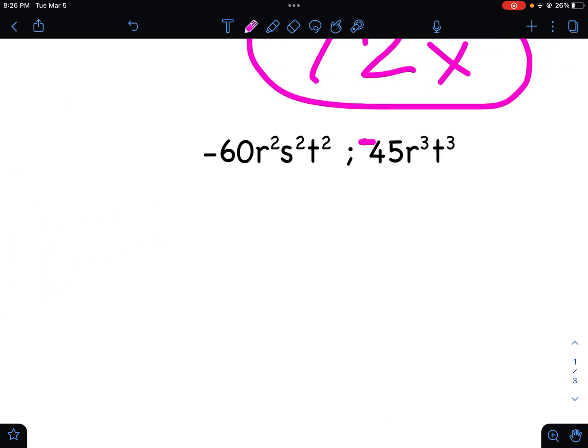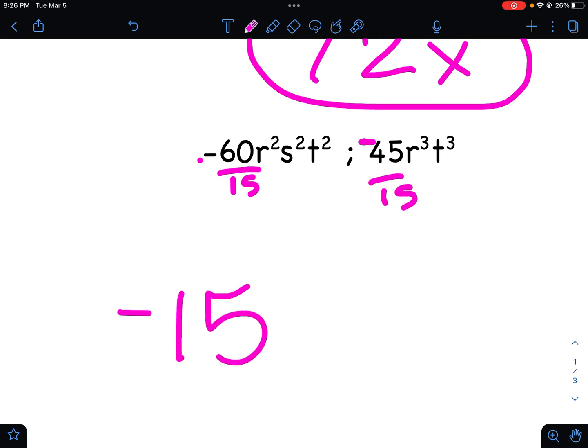Now, let's do one because we haven't done one like this. Let's do it if I have 2 negatives. If there are 2 negatives, then the answer is going to be negative. 15 will divide into both of those evenly. So 15 is my whole number. This is 15 times 3 and 15 times 4.